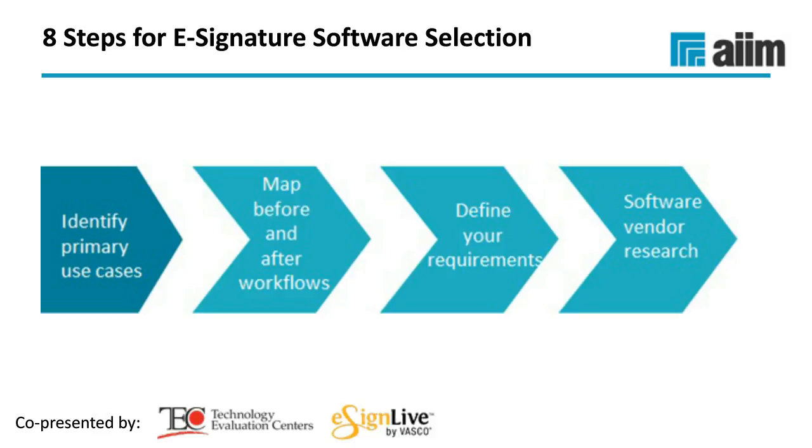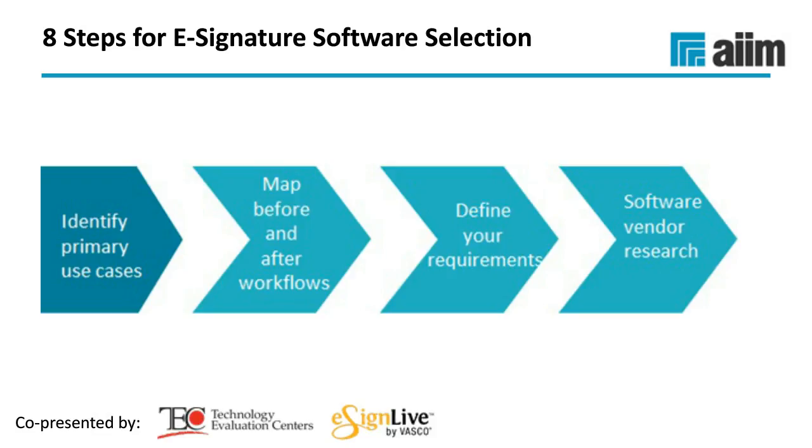Step 2 is to map your before and after business process workflows. Document your current paper-based processes from start to finish and map out the future processes, and consider process improvements that can be made when introducing the e-signature software. Note your document volumes, including the number of pages within the documents, as you're mapping these business processes. And make sure to consider that you might still need paper-based processing even after you've made some of these processes completely electronic.